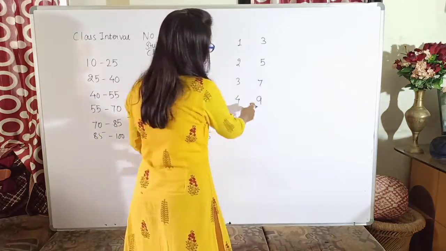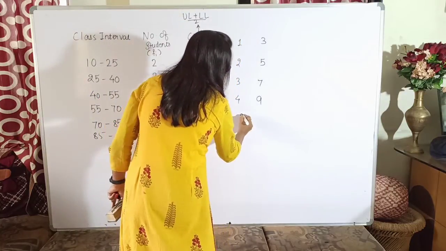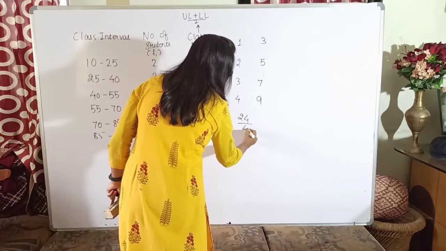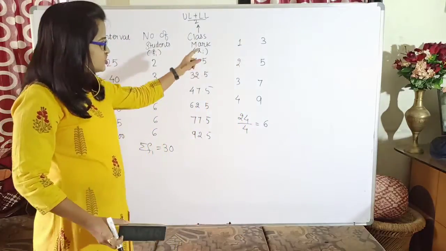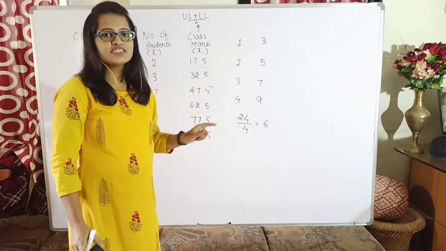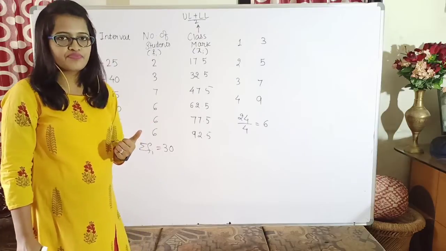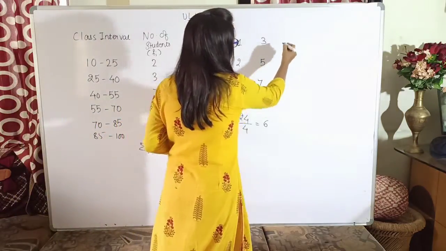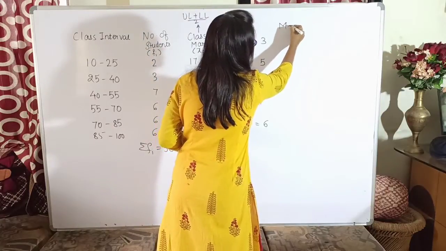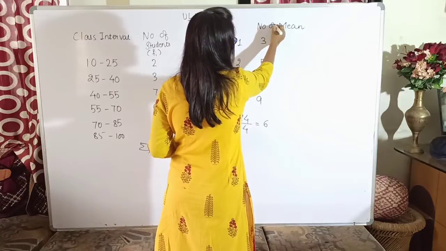So what is the addition? 9 plus 7 is 16, plus 5 is 21, plus 3 is 24. So 24, how many children are there? 4. So that gives me a value of 6. It means each child will get 6 chocolates, so that the number of chocolates each child is getting will be the same, isn't it?